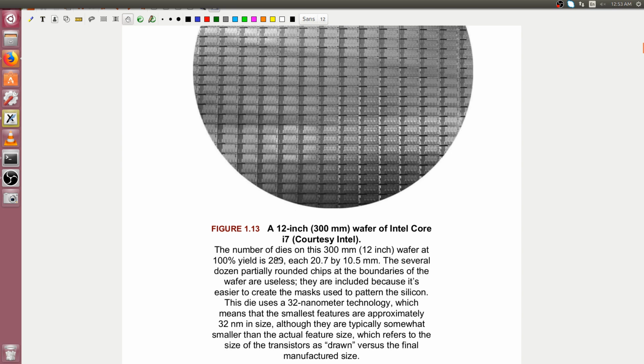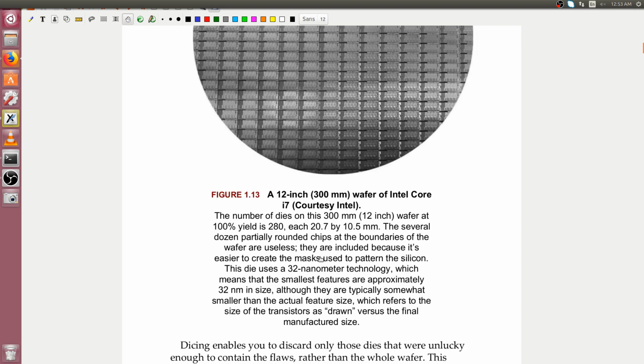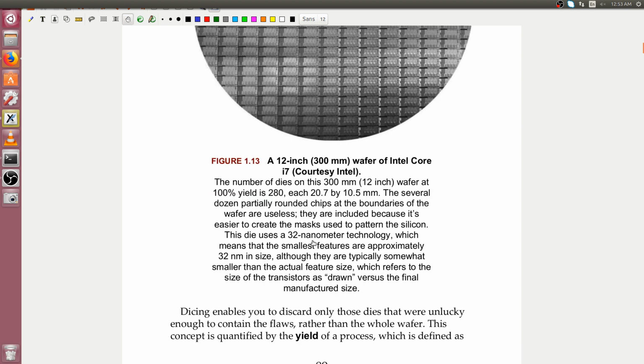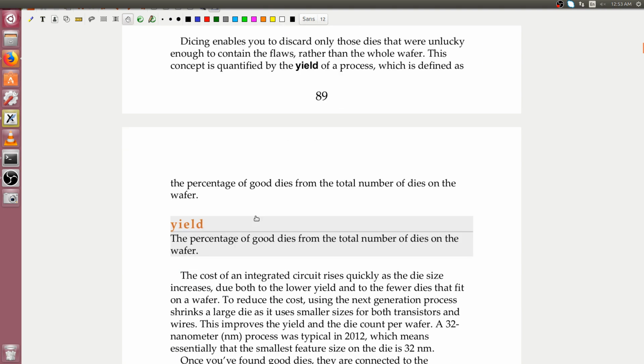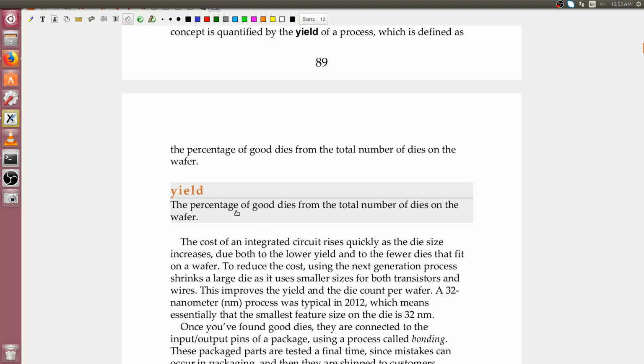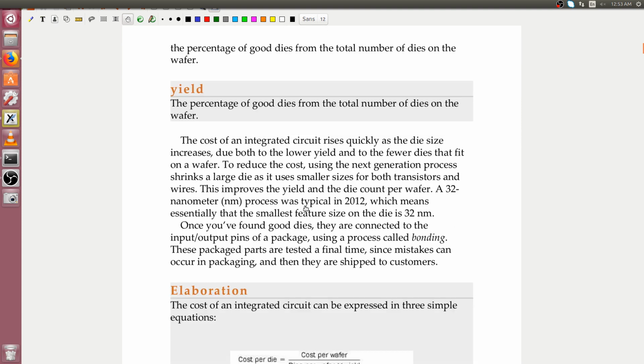That's a 100% yield wafer. That's pretty darn good. I don't know how reliable their process technology is. I don't know what good is as far as process technology yield. So yield is just the percentage of good dies from the total number of dies on the wafer. Okay, very simple concept.